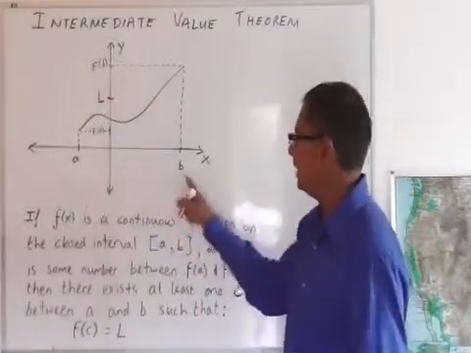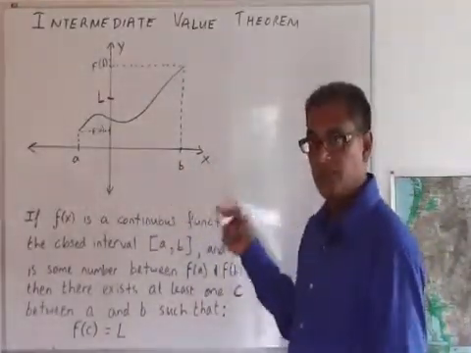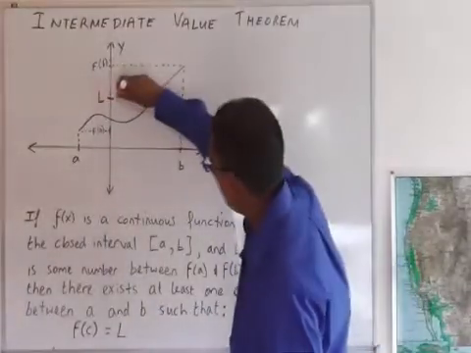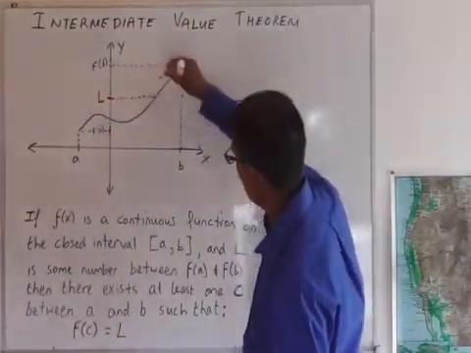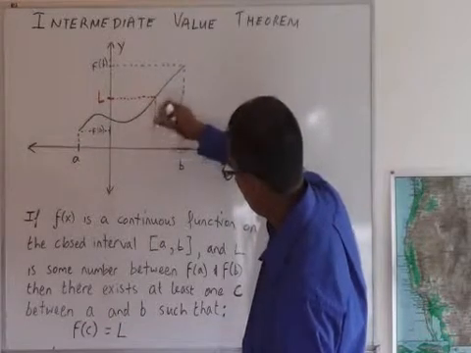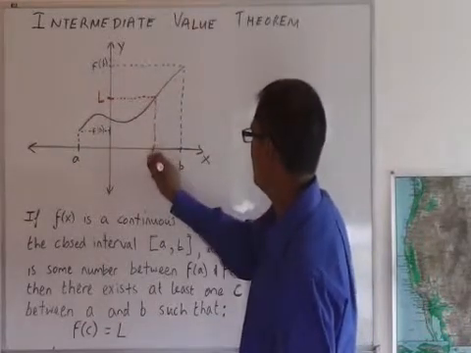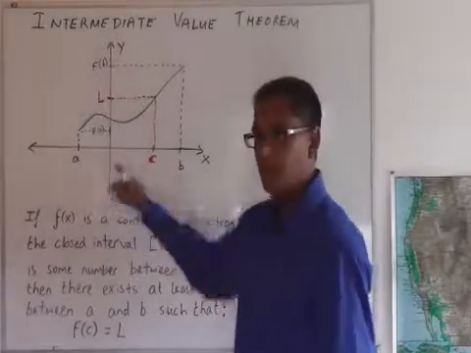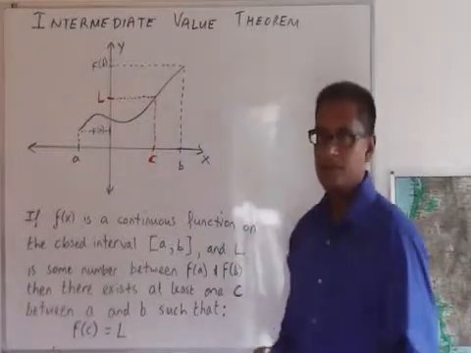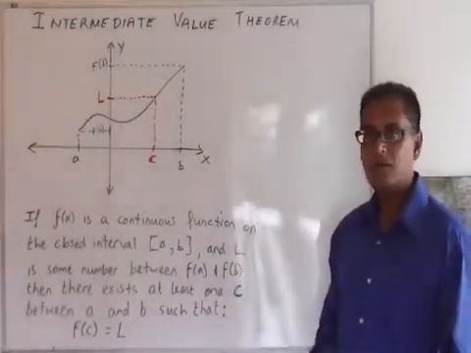Between a and b, we're saying there's at least one c such that f of c equals L. If I come back with my L, wherever it hits the function, and we drop down, what we're saying is that there is a c in between a and b such that when I put this in the function, I get L out. So that's the intermediate value theorem.